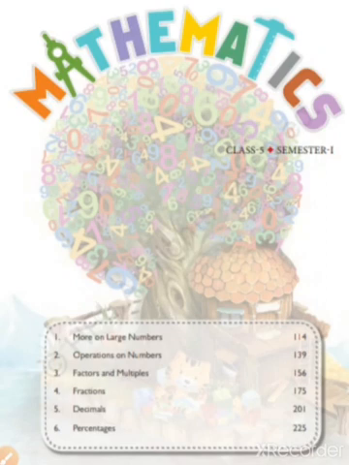Students, class 5th semester 1 mathematics is divided into 6 chapters. First chapter is more on large numbers. Second chapter is operations on numbers. Third chapter is factors and multiples. Fourth chapter is fractions. Fifth chapter is decimals. And the sixth chapter is percentages.